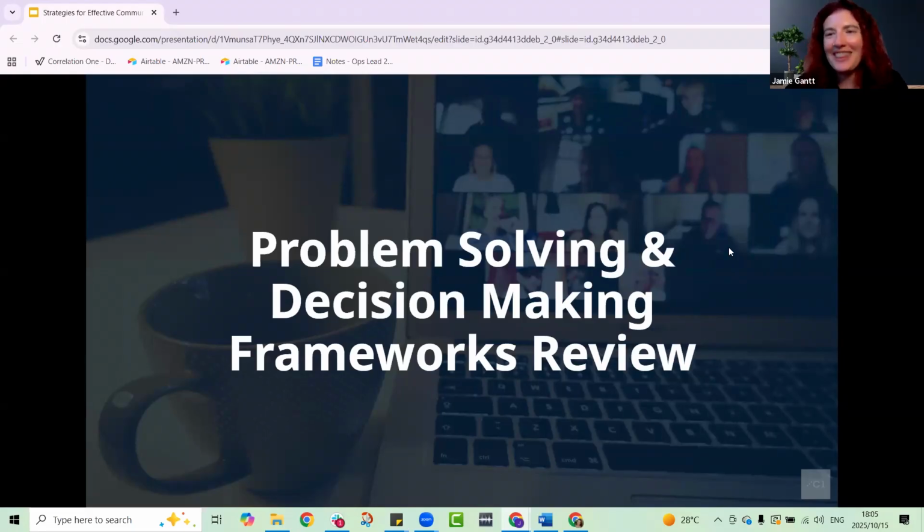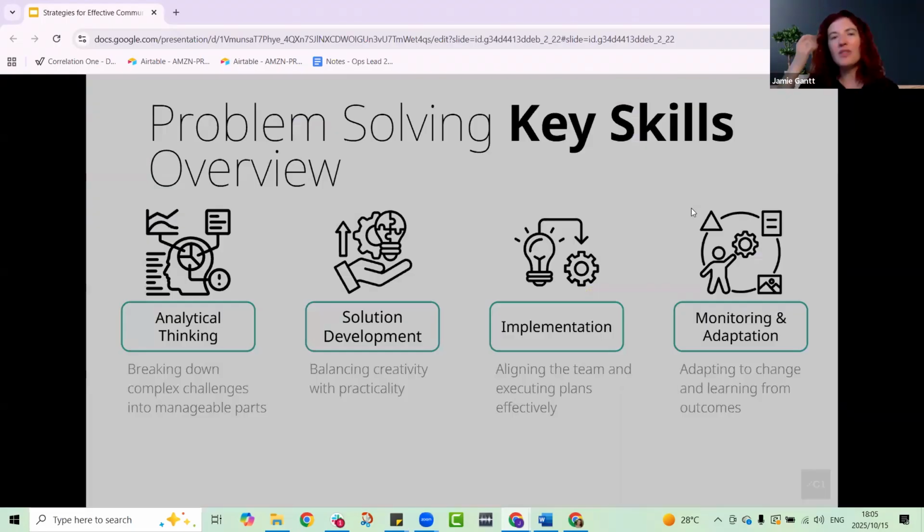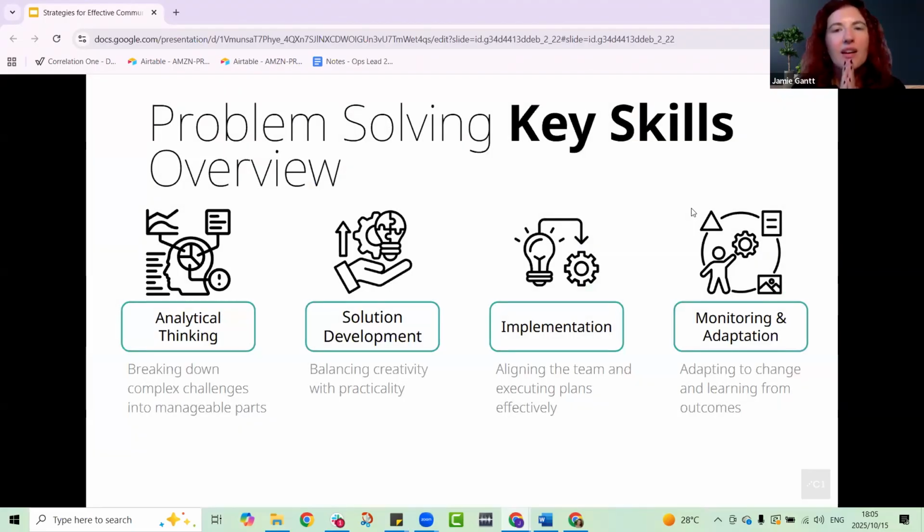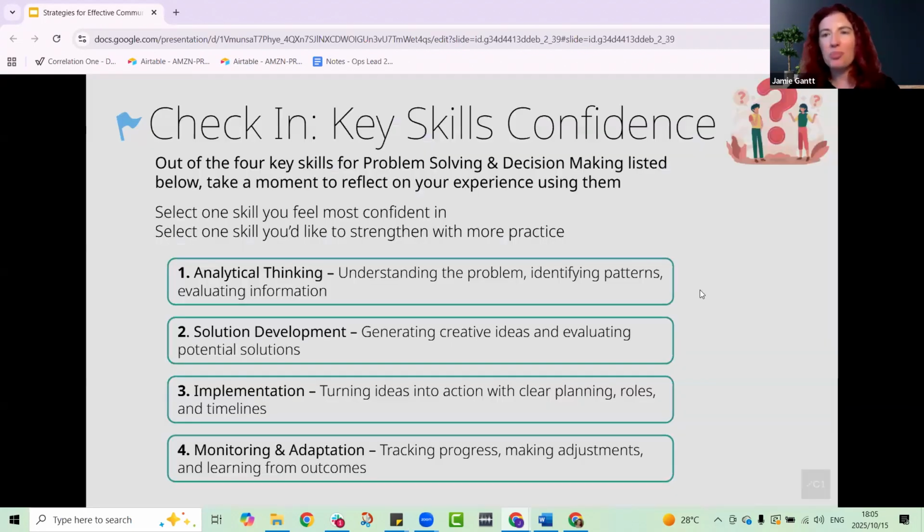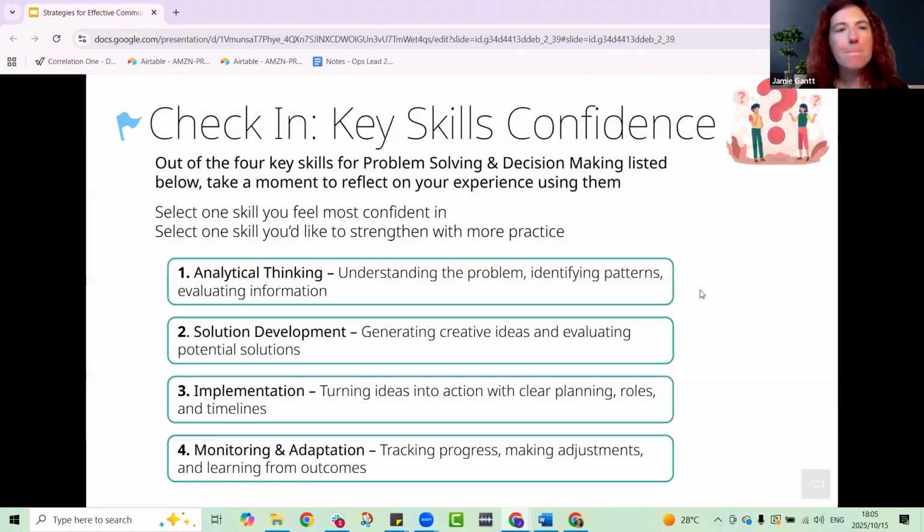Ooh, that was such good discussion. Thank you all for that. Fabulous. All right. Okay. Problem solving. We want analytical thinking, solution development, implementation, monitoring, and adaptation. So this is basically looking at whatever the challenging situation is, collaboratively finding some solutions, putting that solution into action, and then we're going to just check on progress and make adjustments as needed.